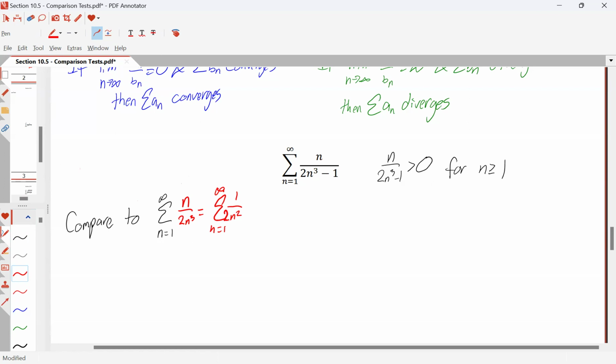We actually did a problem like this in the first video, where we compared to 1 over 2n squared. And when we compare to 1 over 2n squared, that is a p-series test, which converges by p-series, with p equal to 2, which is bigger than 1. So we have our series that we're comparing to converges. So there is step 3.